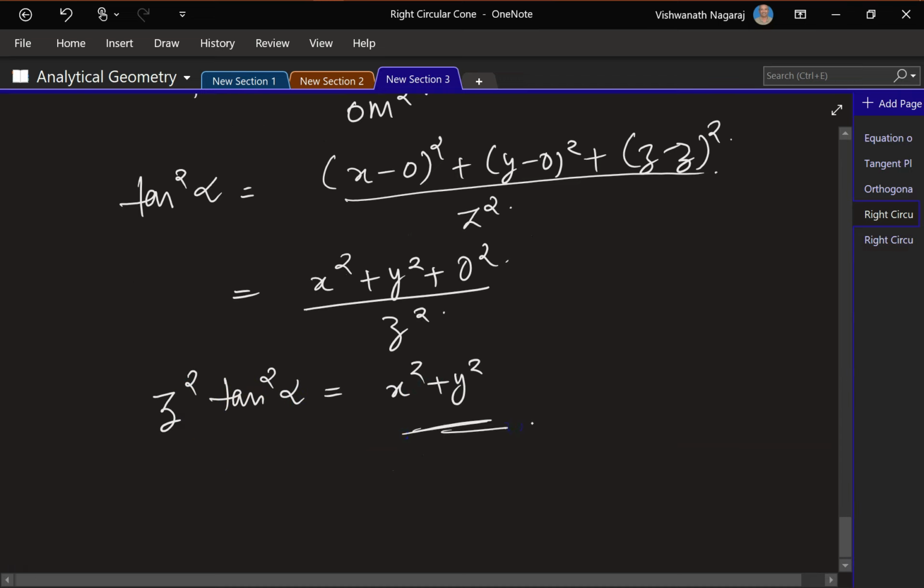So this is the equation of the cone with vertex at the origin and the axis on the z-axis. So that's it for today. Bye for now.